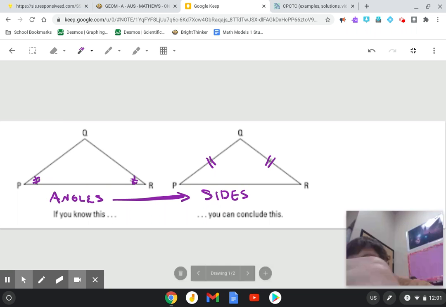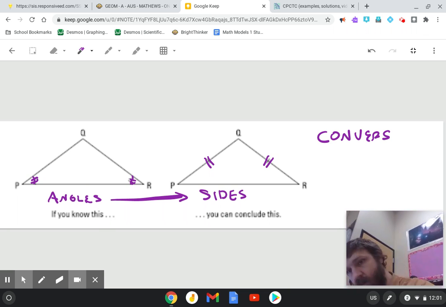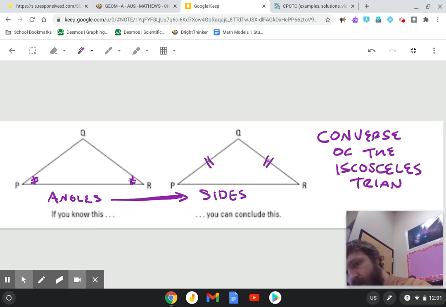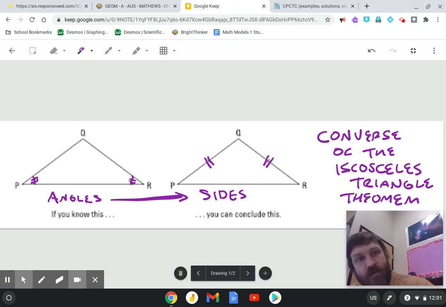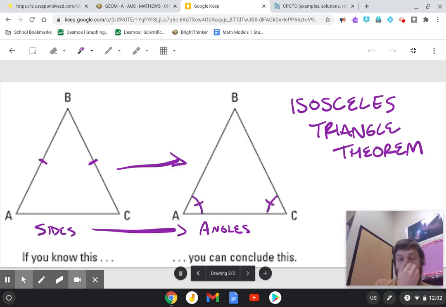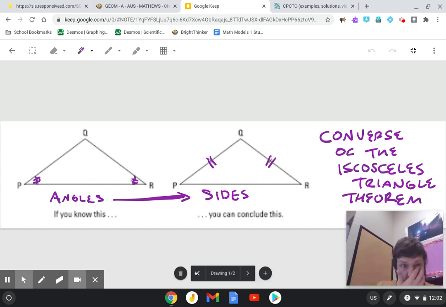And this is called the converse of the isosceles triangle theorem. A converse in geometry is a theorem that's derived from another theorem. And it's basically the opposite, the switched version. You rearrange the order. You take the if and the then and you switch them. So earlier, just to kind of drive the point home, we had sides being congruent means angles are congruent. Now we have angles being congruent proves that sides are congruent. So this is the converse of the isosceles triangle theorem.